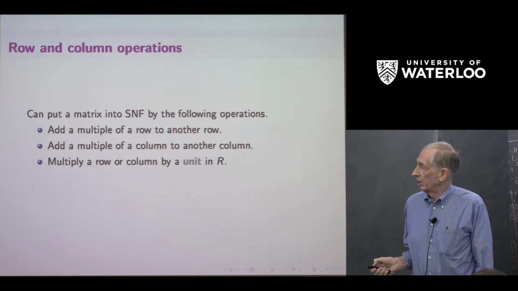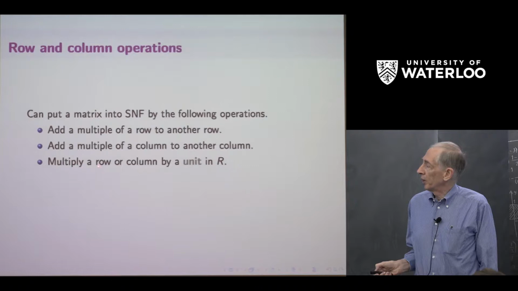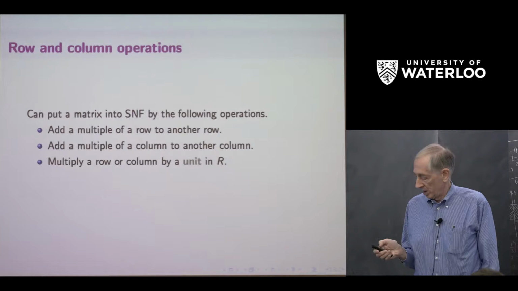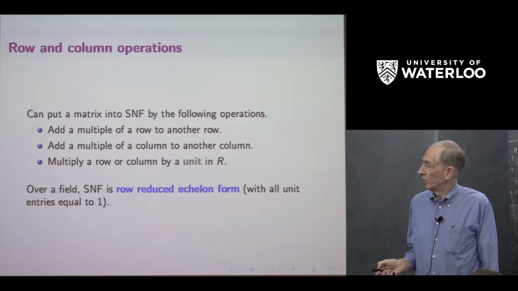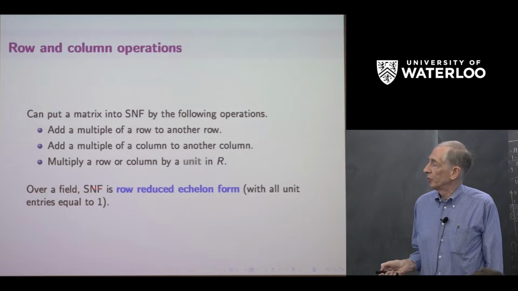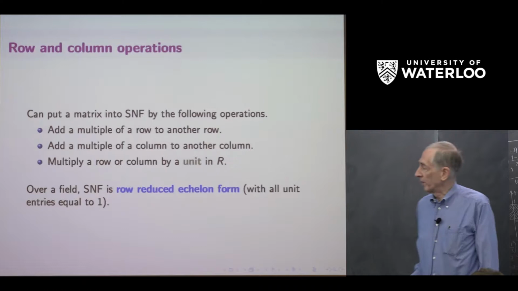add a multiple of a row to another row, a multiple of a column to another column, or multiply a row or a column by a unit in R. We're not allowed to multiply by non-units. So this is equivalent to multiplying on the left by P and the right by Q, doing a sequence of these operations. So for instance, over a field, Smith normal form is just row reduced echelon form.